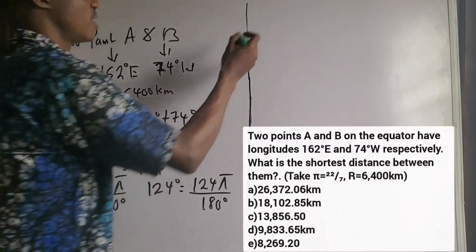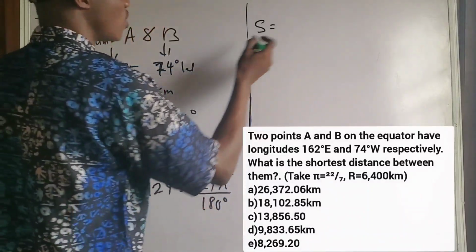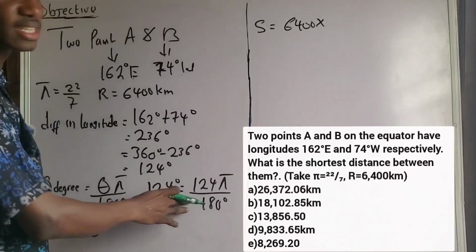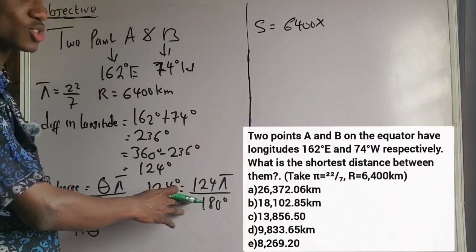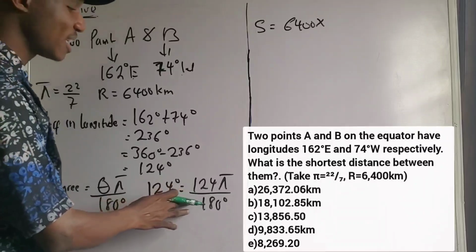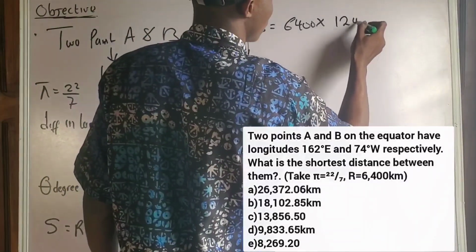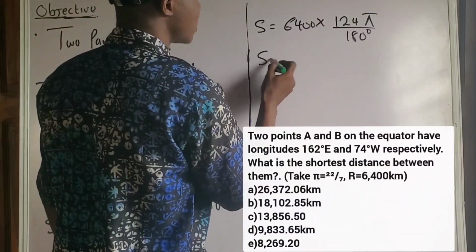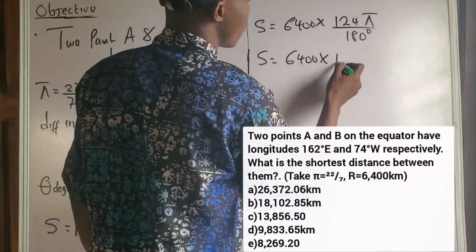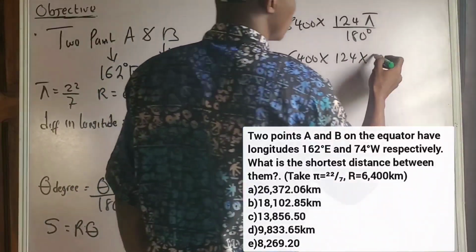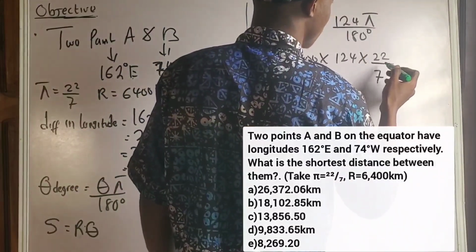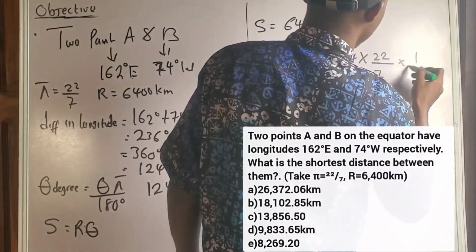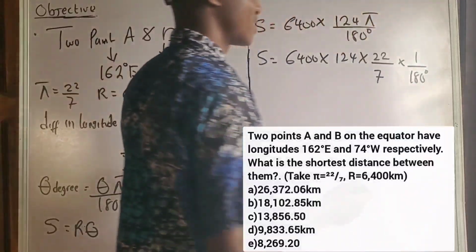So I'm going to have S equals 6,400 kilometers multiplied by the theta in radians, that is what you are going to use. So theta is equal to 124 pi all over 180 degrees. So S equals 6,400 multiplied by 124 times 22/7 multiplied by 1 over 180 degrees.